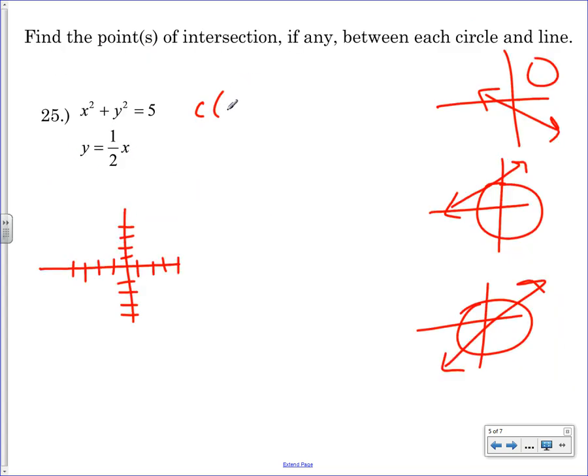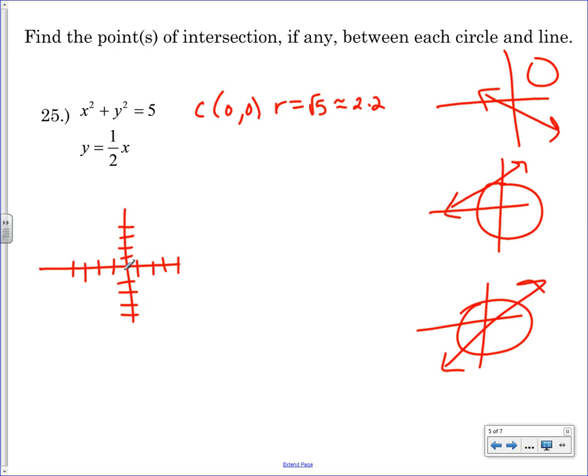0, 0. Very good. My radius is the square root of 5. Since I'm graphing it, I kind of need to know what that is as a decimal. So go ahead and take the square root of 5. And give me the nearest tenth would be fine. Like 2.2. Okay. So I'm going to sketch a graph. This is not going to be perfect because I don't know where 2.2 whatever is. I'm just going to do the best I can.